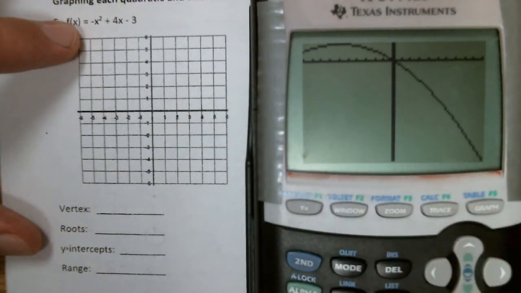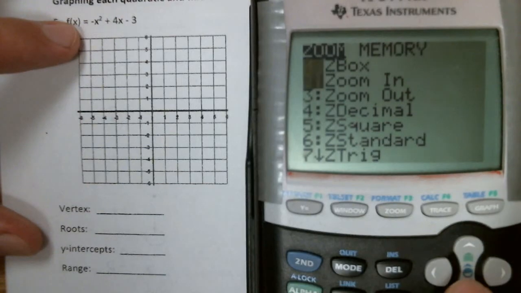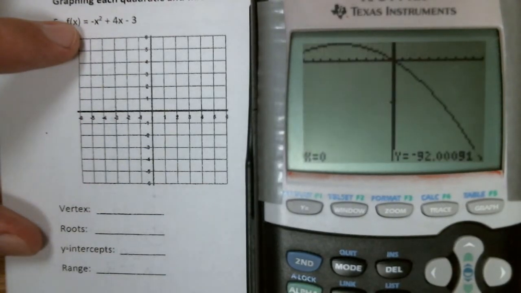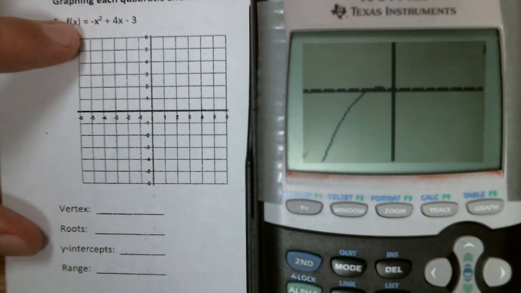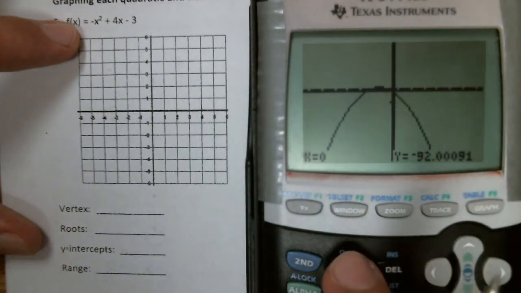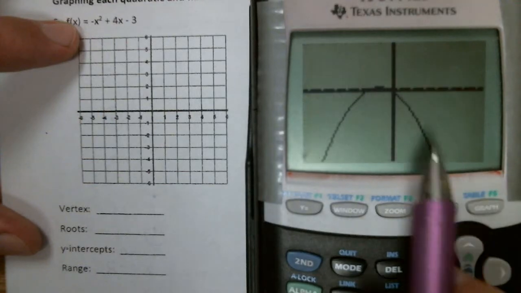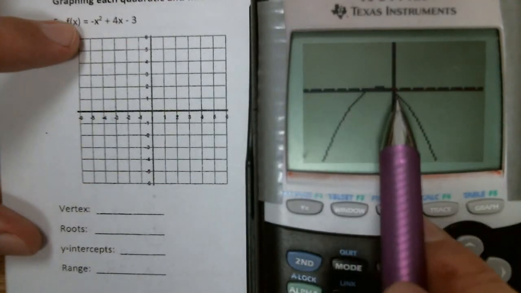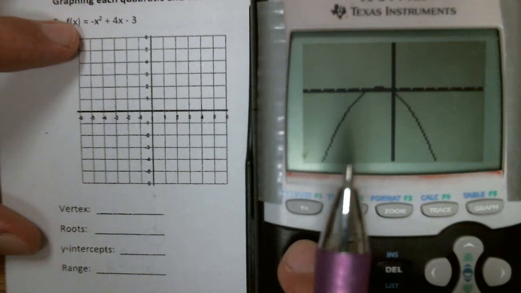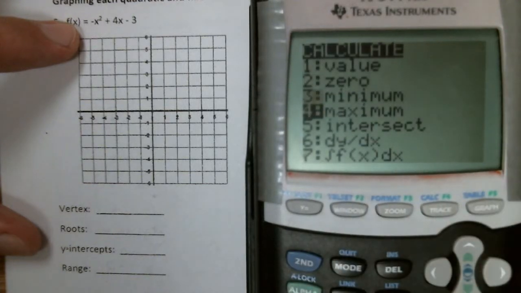Okay, if that doesn't work, if you still can't see the vertex after the zoom fit, then just zoom out again. Press zoom, select number 3, and then press enter, and then we can zoom out again. Okay, so the zoom feature is wonderful to find the point that you're trying to find. In this case, we're trying to find the vertex. All right, so now I can go second calc. All right, is that a min or a max? Okay, that's a maximum. Roller coaster goes up to a top. That's a maximum. So press second calc, and now I'm going to select maximum.